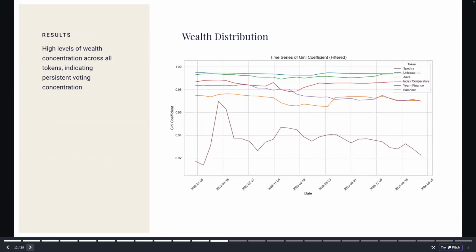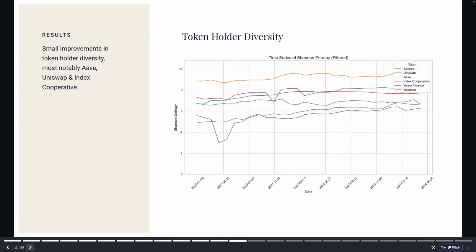However, this wealth concentration is also very persistent over time. So it's not really improving. Maybe Index Cooperative is improving a little bit over time. However, it's pretty significant. Then when we look, for example, at the token holder diversity, we can see a similar picture. Here the Shannon entropy, maybe improving a little bit over time, but mainly very persistent in this case, low values.